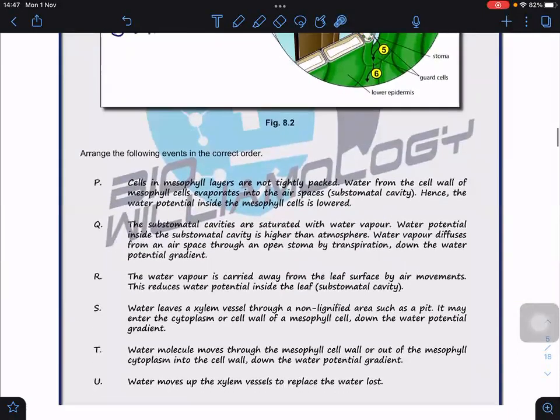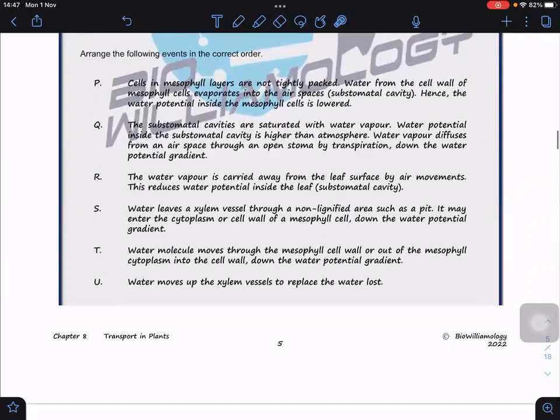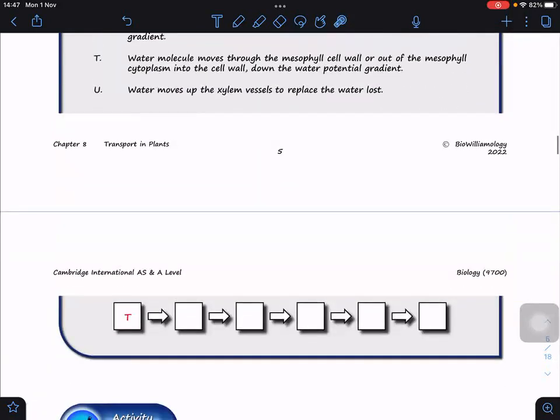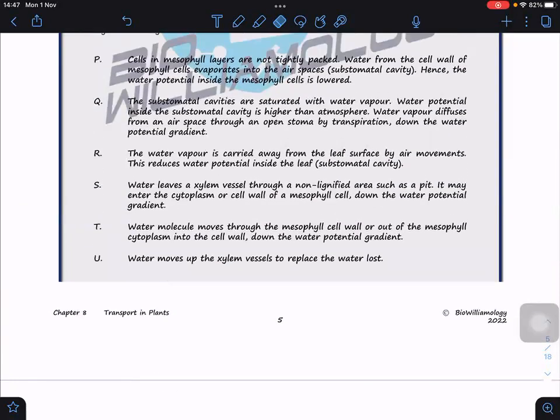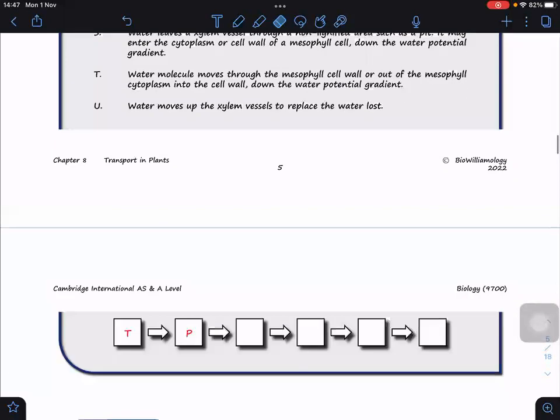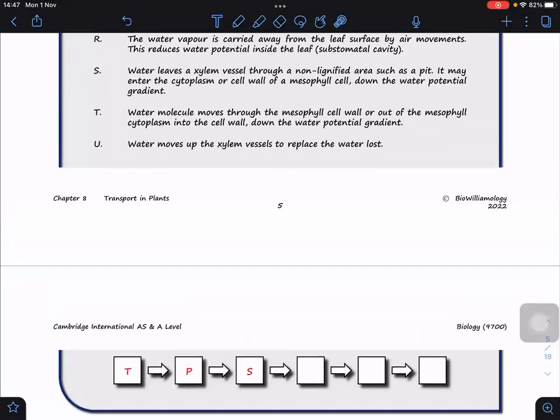Once they are at the cell wall already, what happens? Because the cells in the mesophyll layer are not tightly packed, the liquid water from the cell wall can now evaporate into the airspace. So number 2, the answer is P. Because of the movement of water molecules out already, the water potential is lowered. So therefore, the water now leaves the xylem vessel through a non-lignified area. I will tell you guys more tomorrow, such as the pits. Then it may enter the cytoplasm of the cell wall down the water potential gradient. So the next answer is U.